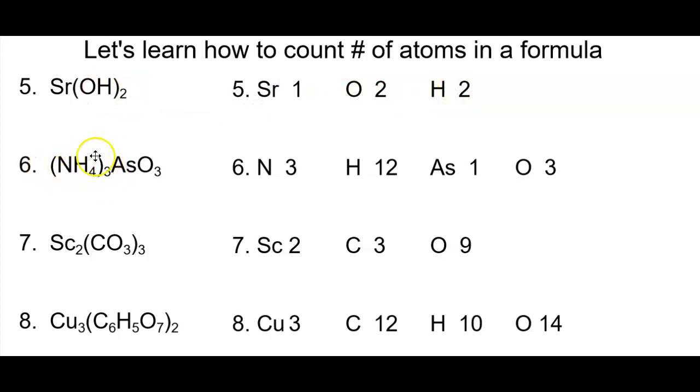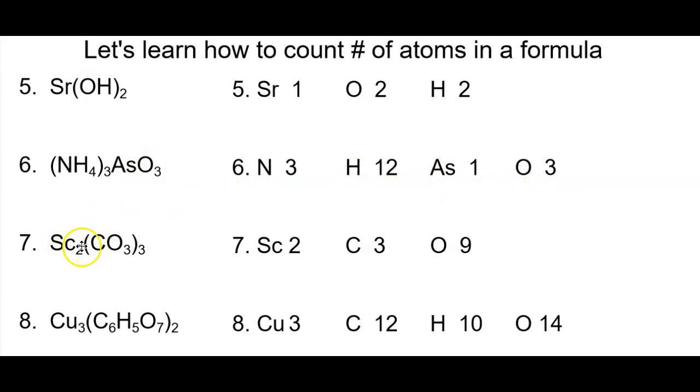Here we have a set of parentheses with a 3 followed, so we're going to multiply backwards through. So this is going to be 3 times 4, which is how I got 12. And nitrogen is 3 times 1 because there's nothing here, so we assume a 1. 3 times 1 is 3. AS, nothing after it, so 1. O, 3 after the O, so 3 oxygens.